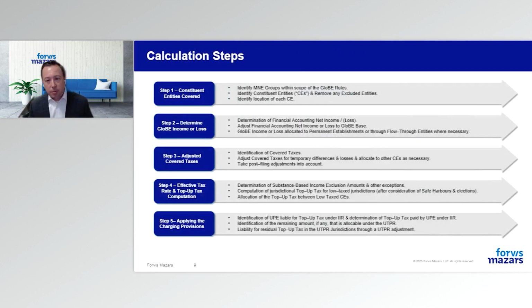And finally, we just wanted to show the calculation steps again. This is everything that's done to get to actual compliance and reporting. So walking through determination of the multinational enterprise group, GloBE income and adjusted covered taxes, the actual computation of the effective tax rate and any top-up tax liability by jurisdiction, and then the application of the charging provisions. So all of this information that we covered in the previous sessions is all going to eventually need to be reported. And that's what this session is covering, reporting of the Pillar 2 activity for a multinational enterprise group.